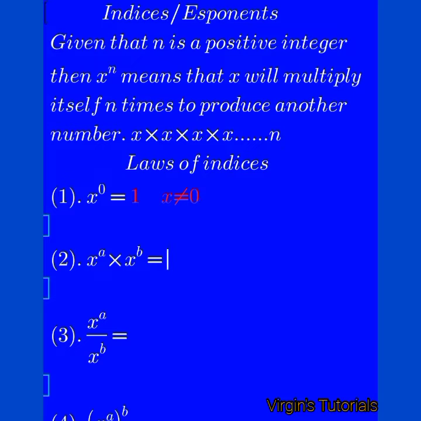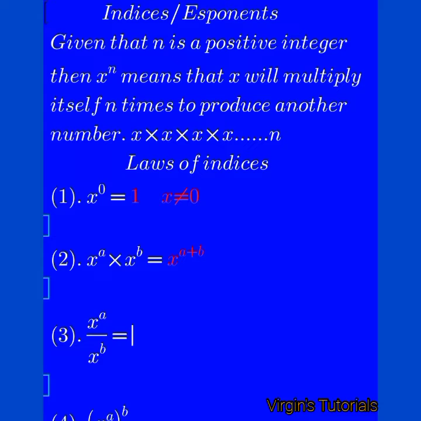Otherwise, the whole thing becomes undefined. Secondly, we have x raised to the power a times x raised to the power b. Since they have the same base, just take x and raise it to the power of the sum of their indices. You simply sum their indices, and that's all.